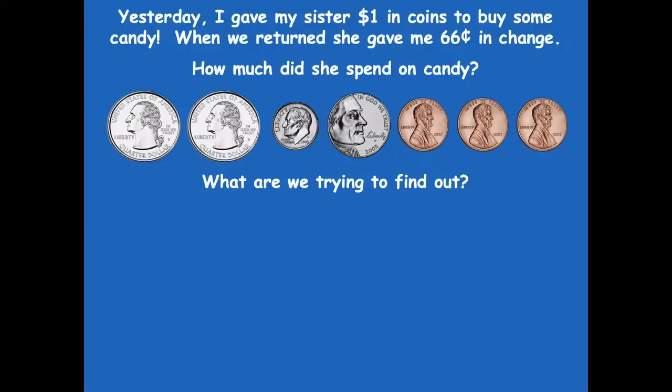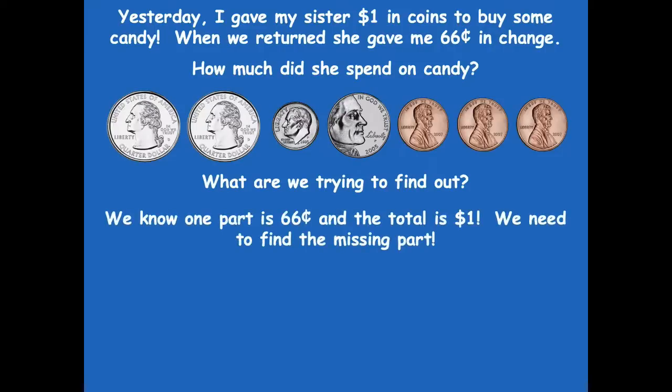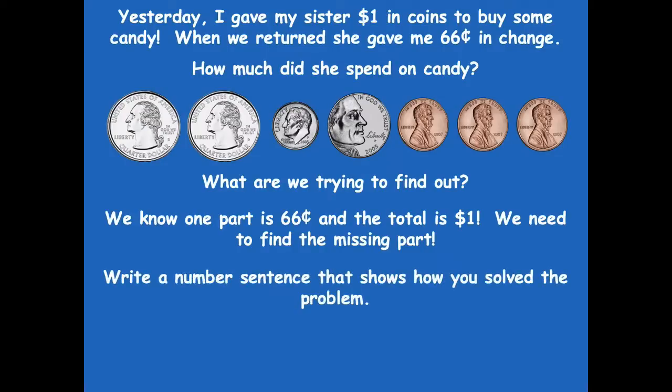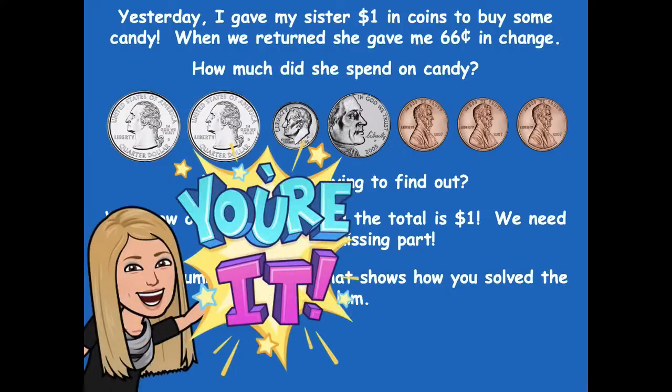Think about maybe like a number bond, how that might help you visualize what we're missing, right? So we have to talk about it in a part-whole relationship. What do you guys think? What are we trying to find out in this problem? Yeah, we know one part is 66 cents and the total is $1. We need to find the missing part. Okay, so we need to find out how much she spent on candy. So we're going to write a number sentence that shows how you solved the problem. Okay, so pause the video, write your number sentence, and then click play when you're ready to go over it together. Oh, don't forget to solve it.